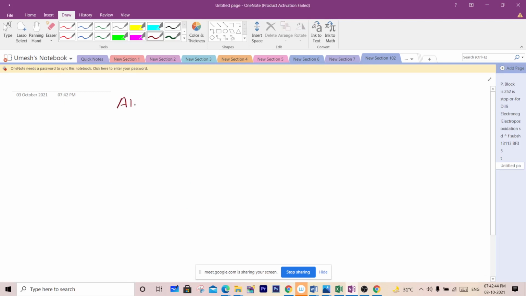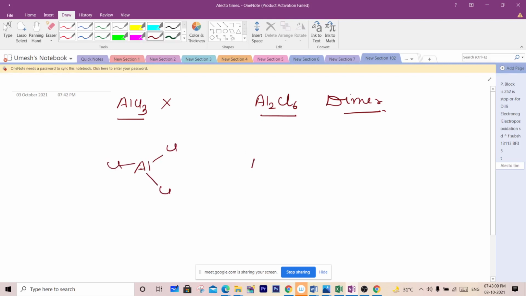In case of aluminum chloride, AlCl3, this does not exist singly, but it exists as a dimer, and we call it Al2Cl6. Dimer is formed. How? AlCl3 is a structure like this. Second AlCl3 is like this. It gives electron pair to the empty orbital of aluminum here. So a dimer is formed, Al2Cl6.